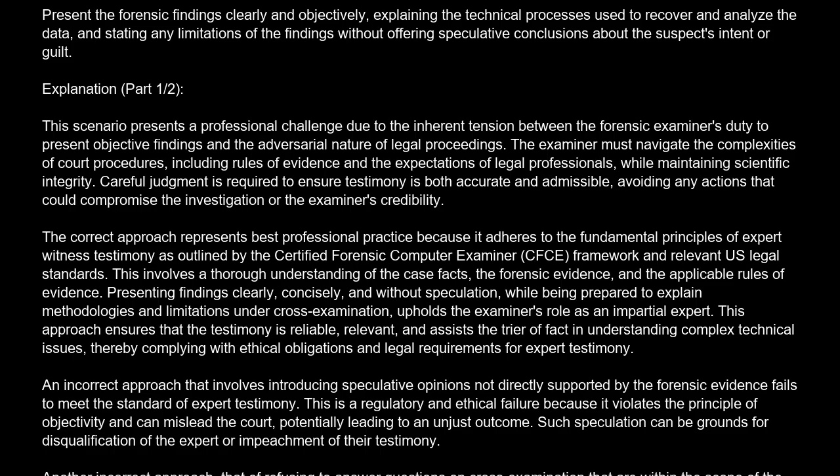This approach ensures that the testimony is reliable, relevant, and assists the trier of fact in understanding complex technical issues, thereby complying with ethical obligations and legal requirements for expert testimony. An incorrect approach that involves introducing speculative opinions not directly supported by the forensic evidence fails to meet the standard of expert testimony. This is a regulatory and ethical failure because it violates the principle of objectivity and can mislead the court, potentially leading to an unjust outcome. Such speculation can be grounds for disqualification of the expert or impeachment of their testimony.